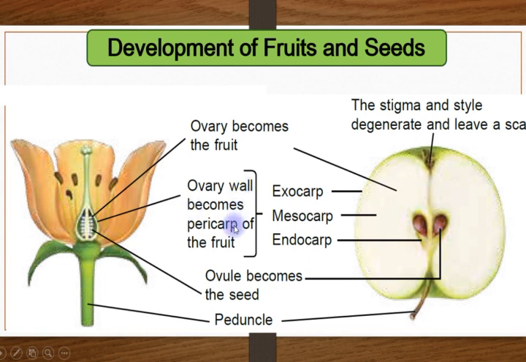The pericarp consists of exocarp, which refers to the skin of the fruit, mesocarp, which refers to the flesh, and endocarp, which is here. So what happens after fertilization? The fruit comes from the ovary, or the ovary becomes the fruit, and the ovule becomes the seed. What happens to the stigma and the style? They degenerate and leave a scar here. This is the development of the apple from the flower.